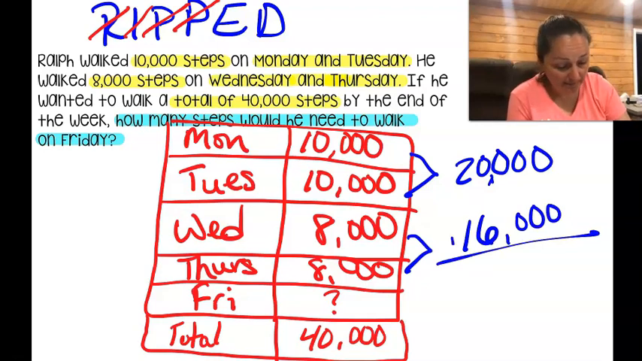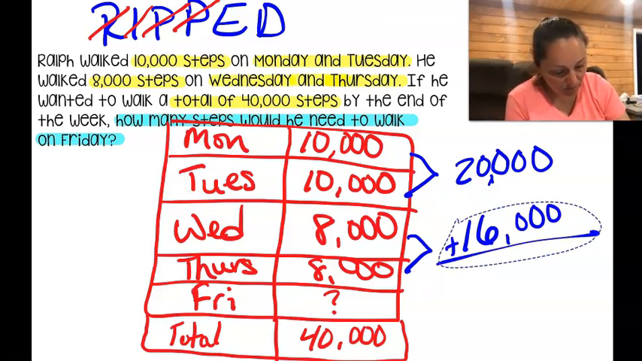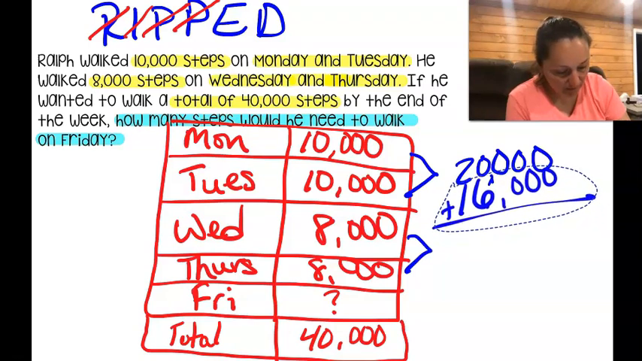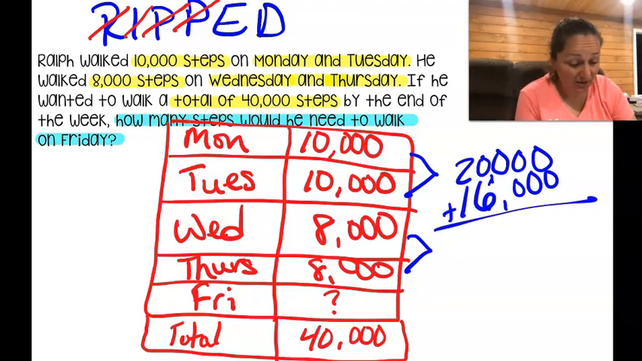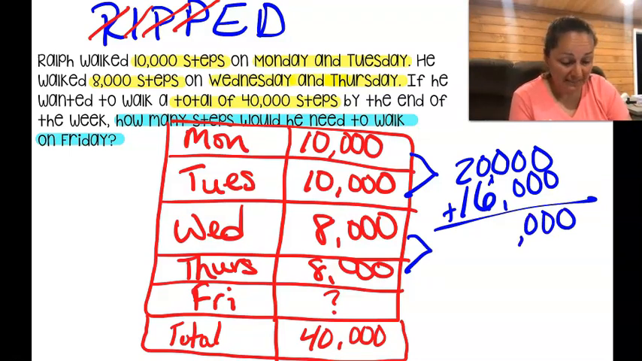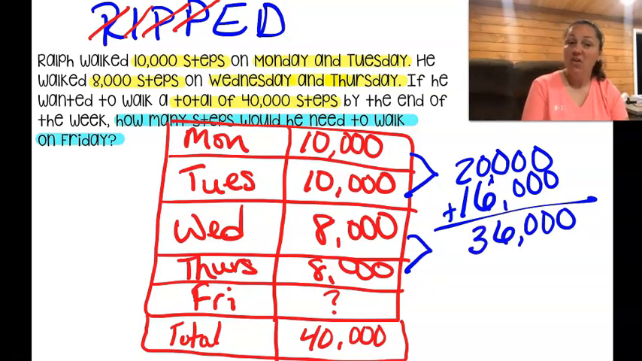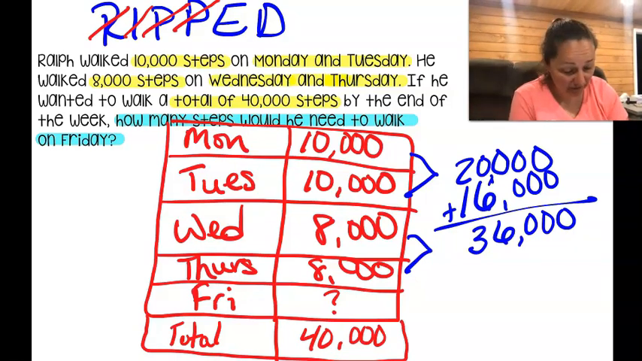Now I'm going to add these two together. That makes sense. Let's move it up a little bit. And now let's add them together. So we have 0 and 0 is 0, 0, 0, my little comma. 0 and 6 is 6, and 2 plus 1 is 3. So I have 36,000 steps. So he's really pretty close to that 40,000 already.